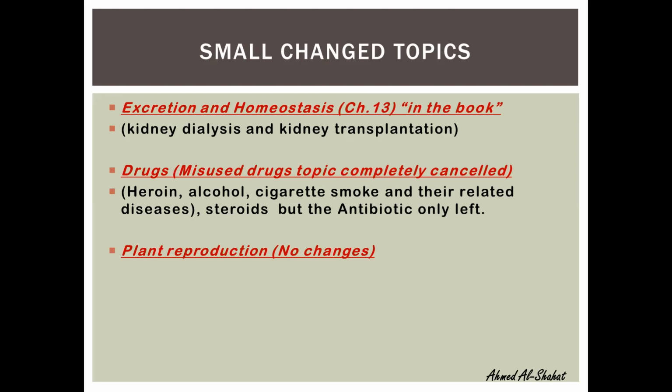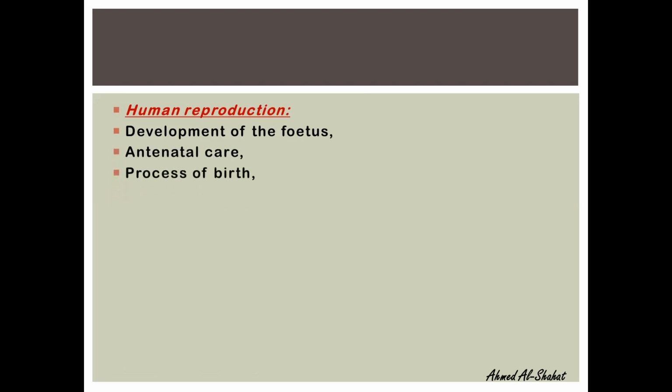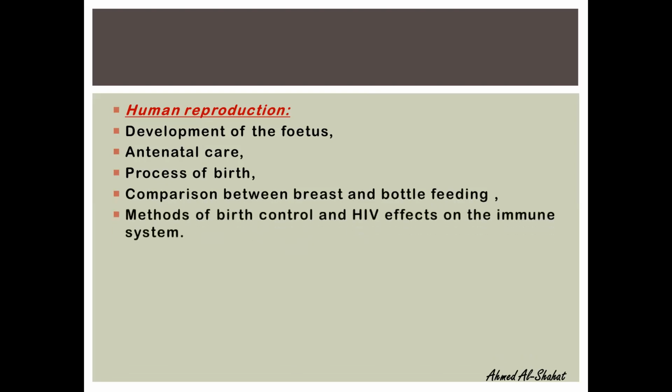Plant reproduction has no changes at all, while human reproduction has some changes. The part which discusses the development of the fetus was removed, also antenatal care was removed, the steps of birth canceled, and the comparison between breast and bottle feeding also canceled. Besides, the methods of birth control, or sometimes we call them contraceptive methods, the 4 methods of birth control were completely removed.